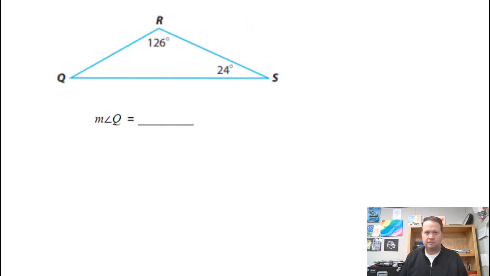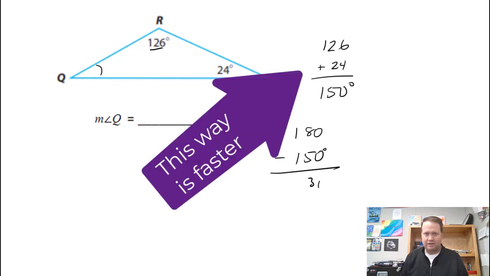Another way to look at this is to simply take the two angles I know and add them up. Let's take 126 and 24. Together that's going to give me 150 degrees. Well, the rest of this makes 180. So if I take 180 and take away the 150 degrees that's already there, I'll get the missing angle. The missing angle is 30 degrees.